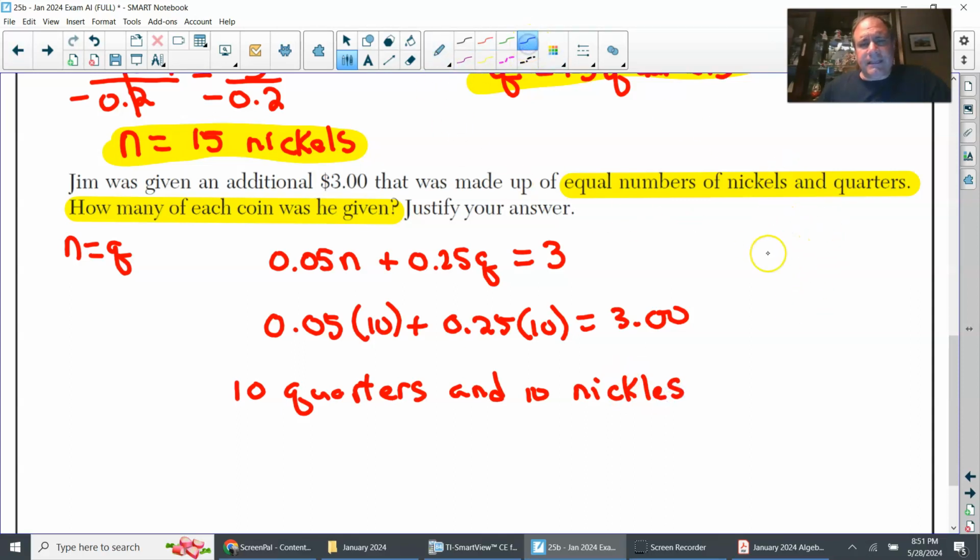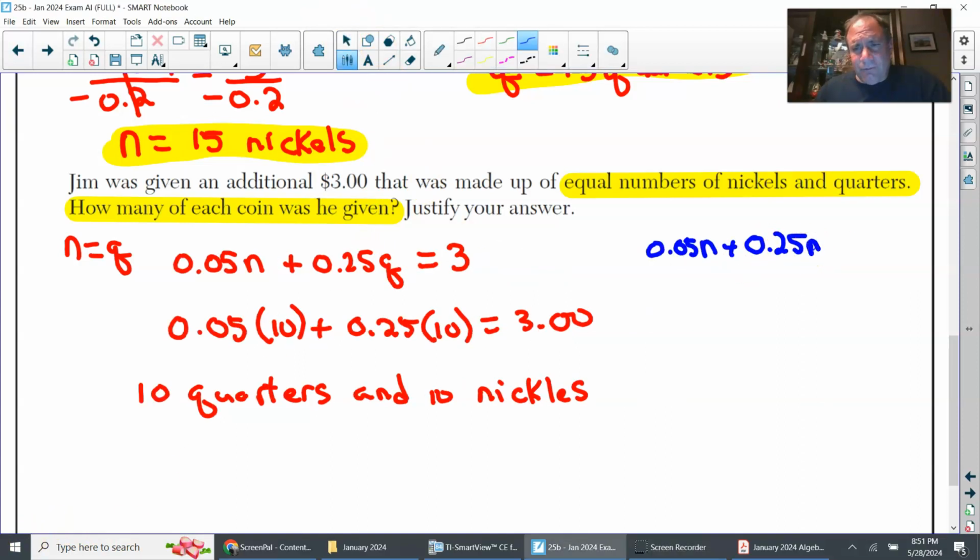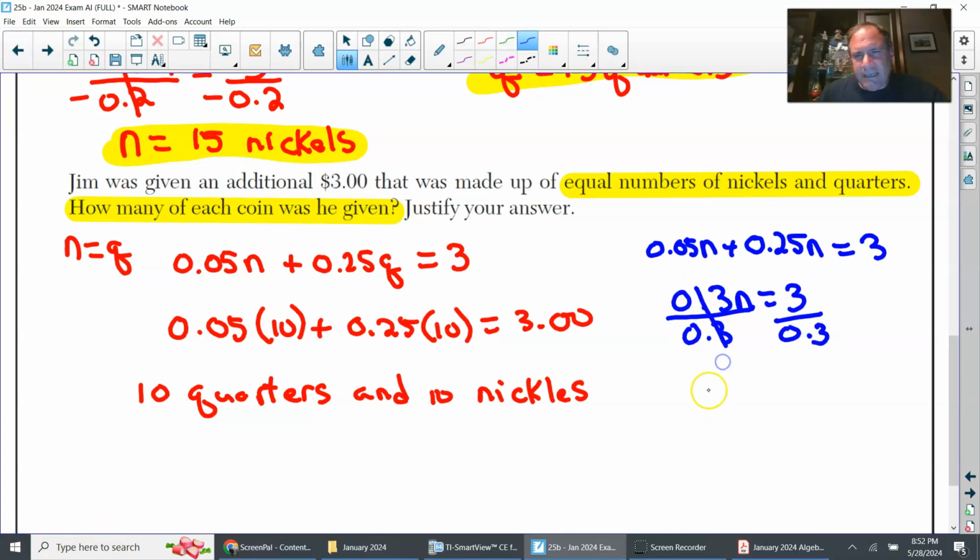You could also put something like this. This is 0.05N, and since N equals Q, they're saying equal numbers of nickels and quarters. And this is plus 0.25N also, because again, it's not standing for nickels. It's just standing for the amount of whatever it is. These are quarters, the number amount. You could even put X, N equals Q. So it has to be equal to $3. So if you add these two together, you get 0.3N equals 3, and then you divide by 0.3 and 0.3, and you get N equals 10. So it's guess and check, and then you can make sense of it that way also.